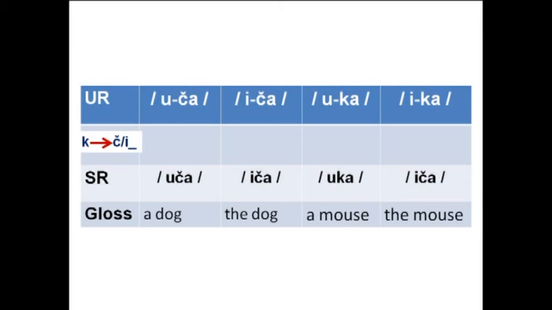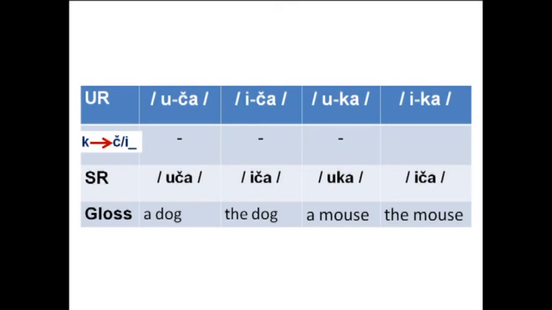So let's do it. Comparing ucha with ucha, we observe no effect of the rule, so that means that the rule has been applied vacuously. And we put a dash. Now let's compare the dog. Echa doesn't differ from echa, so again the rule has been applied vacuously. Comparing uka to uka, we observe no difference again, so the rule has been applied vacuously. So it had no effect.